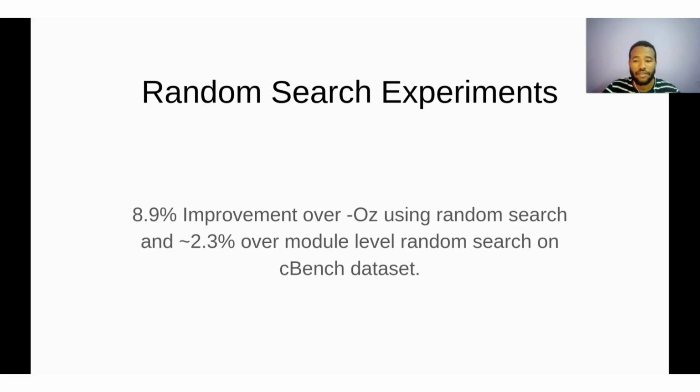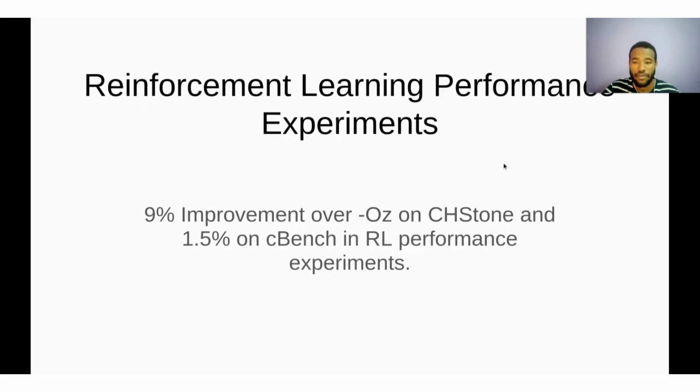So in summary, in the random search experiment, we were able to achieve nearly 9% improvement over the Oz flag. And also, we were able to achieve nearly 2.3% improvement over the module level method. This experiment was done on the cBench dataset. Also, in the reinforcement learning experiment, we were able to achieve 9% improvement on the CHStone dataset and 1.5% improvement on the cBench dataset over the Oz flag.